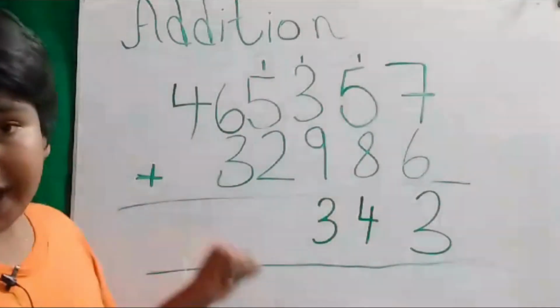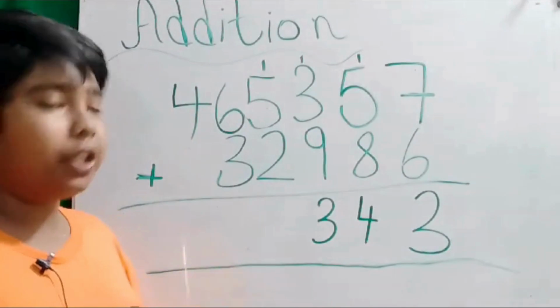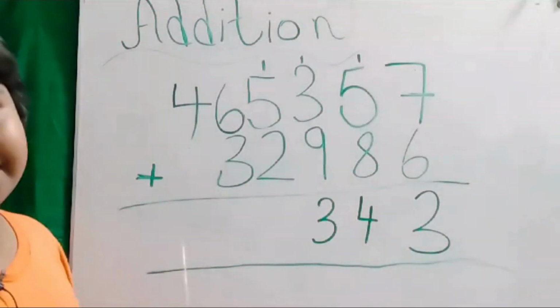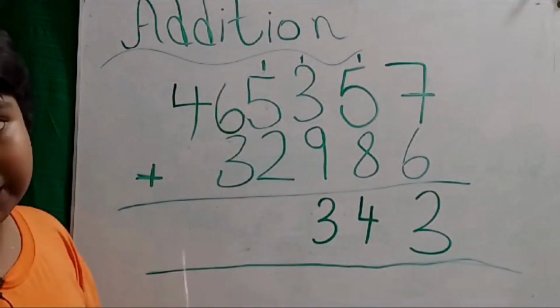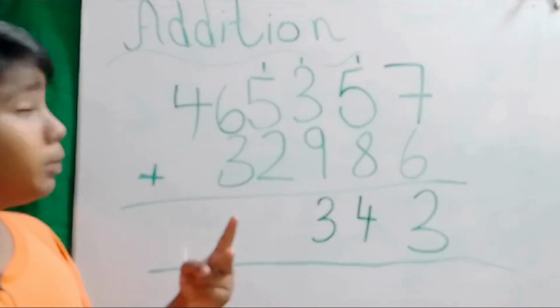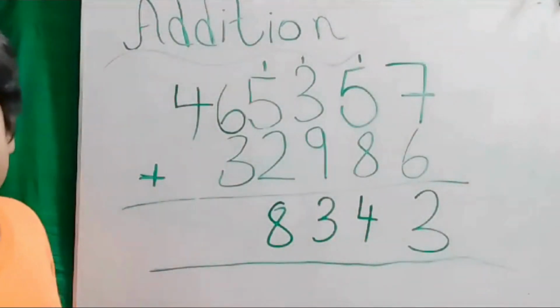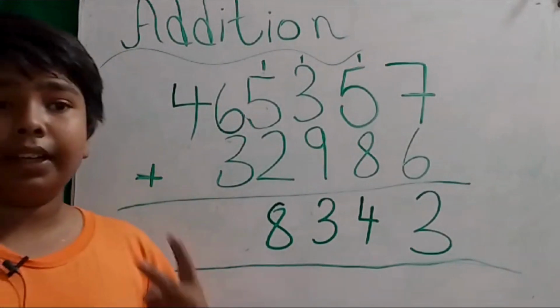Now, 5 plus 2: 5 in your mind, 2 in your finger. 5, 6, 7 and 1 will be plus. It will become 8. 6 plus 3: 6, 7, 8, 9.